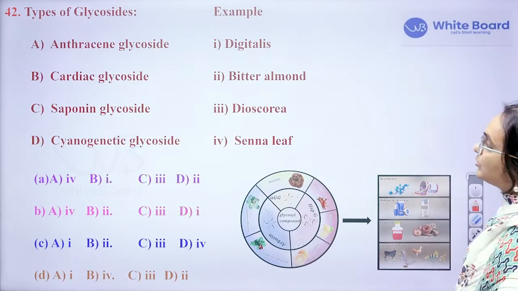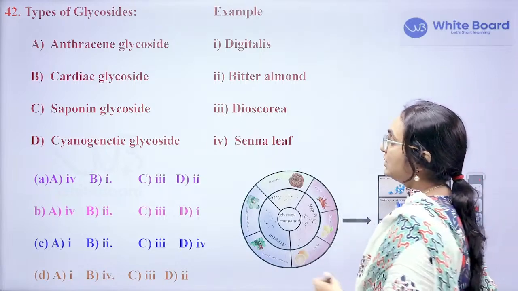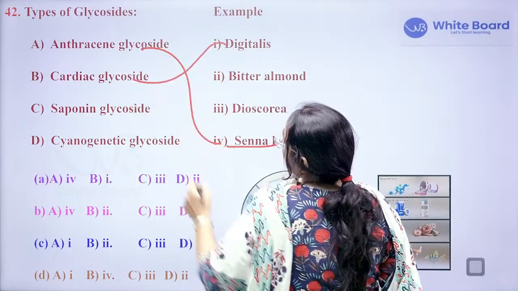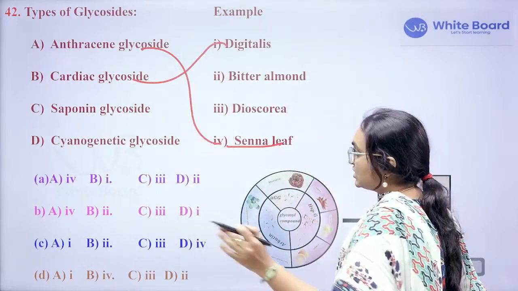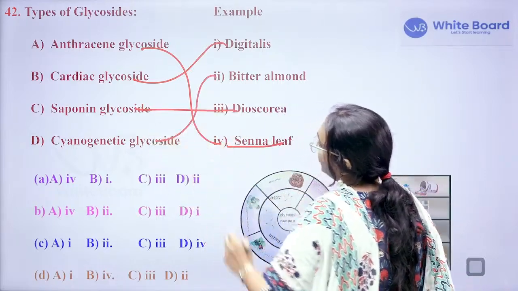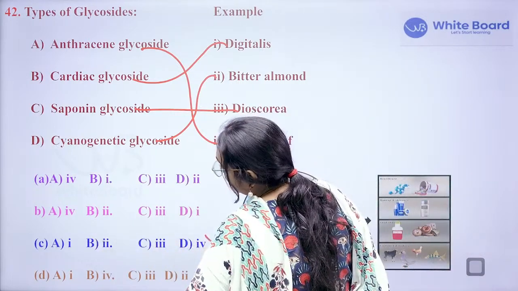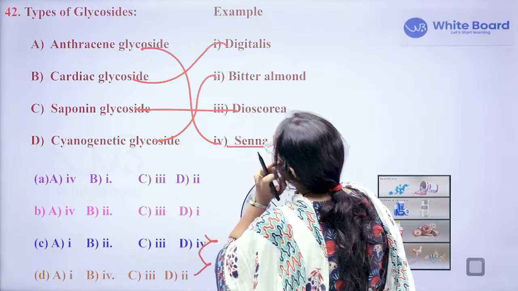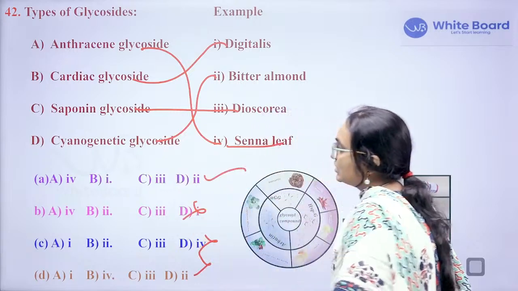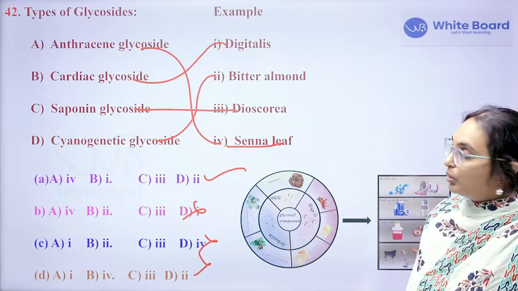Next, again, types of glycosides and examples, very important. You have to practice also. Anthracene glycosides are seen in senna leaf. Cardiac glycosides example is digitalis. Saponin glycosides, just now I said it is Dioscorea. Cyanogenetic glycosides are seen in bitter almond. So, here A is 4. These two are wrong. B, cardiac glycosides are seen in digitalis, not in bitter almond. So, this is the option. C is 3, Dioscorea, and cyanogenetic glycosides are seen in bitter almond. Option is A.